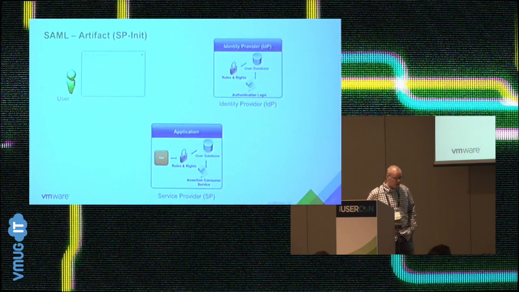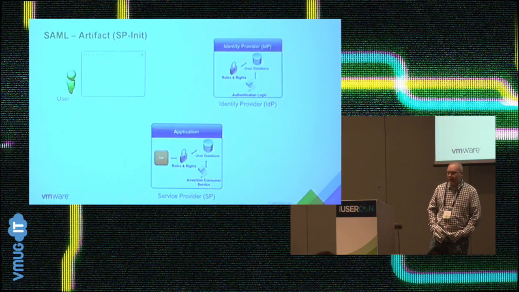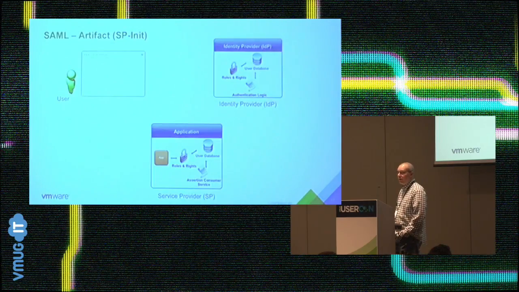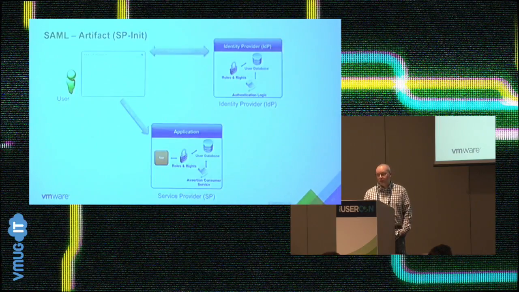We have a special version of handling or passing the SAML assertion, which is referred to as the artifact method. In this case, I'm using the SP init flow, but it can just as easily be the IDP init. So the user starts trying to access the application, gets redirected, authentication happens. So far, identical to all the other examples.